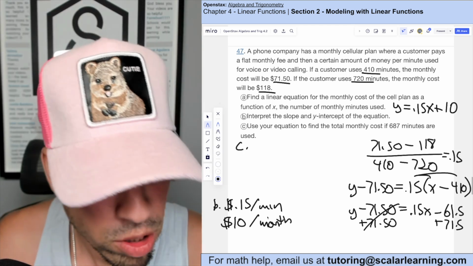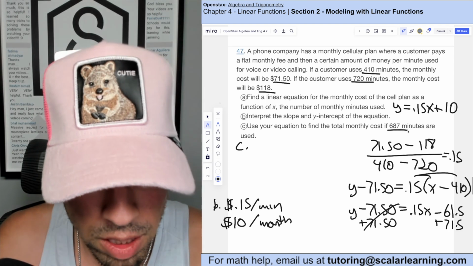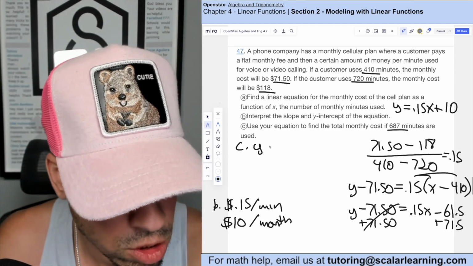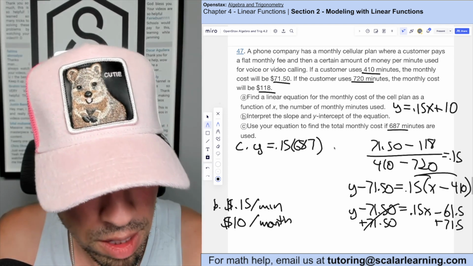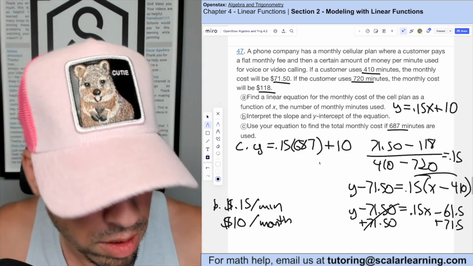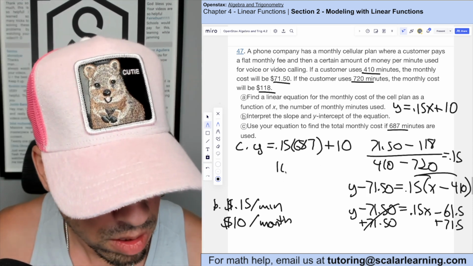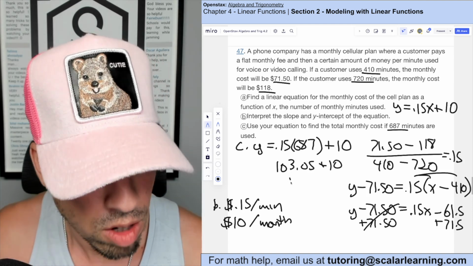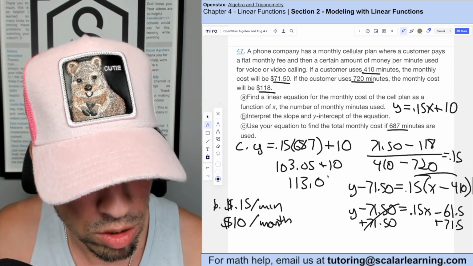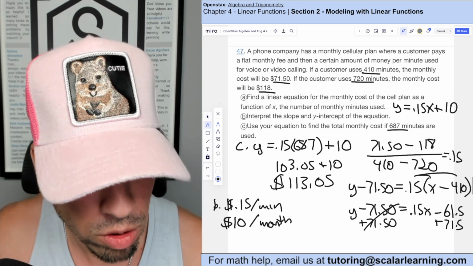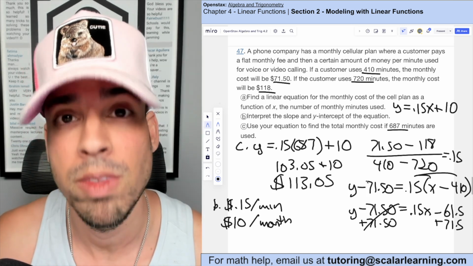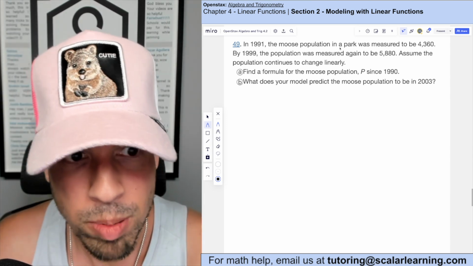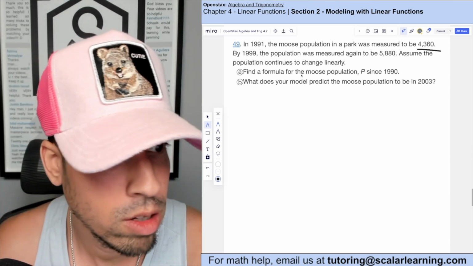Last but not least, for part C, we're going to use this equation to calculate the cost for 687 minutes. So we're going to plug and chug. So 687 is the amount of minutes, so I plug it in for x. 0.15 times 687 is 103.05, plus 10 is 113.05. So it would be $113.05. Boom, done.